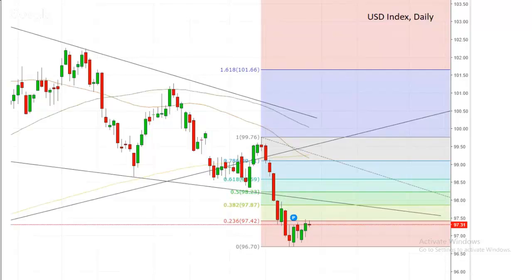In case we see that the currency fails to get above 97.50, we'll look for entry points for short trades. Otherwise, we'll look for a chance to sell the US dollar at the higher levels.